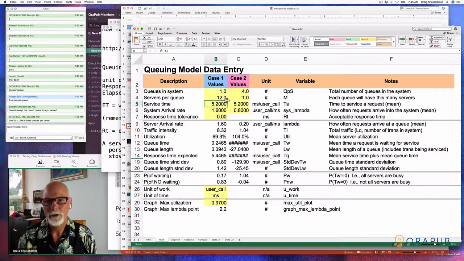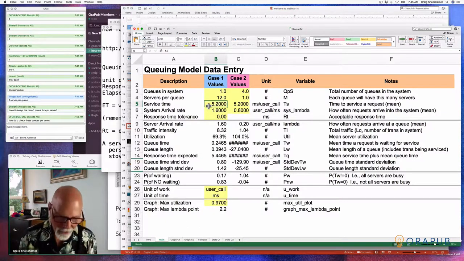Okay, now this is something you probably know, right? Let's talk about real life. Okay, so I have 12 CPU cores. You probably do not know the service time. That's how much CPU time it takes. Actual CPU consumption cycle time to process one user call.